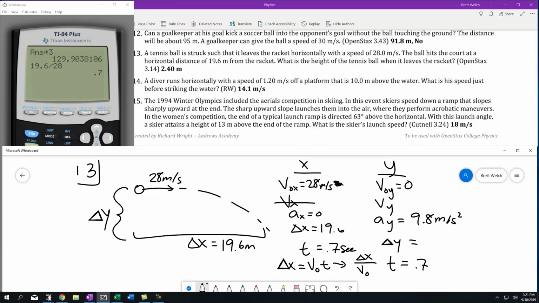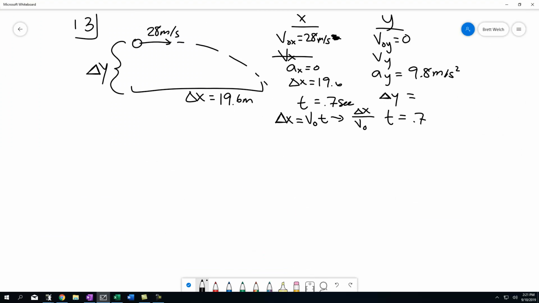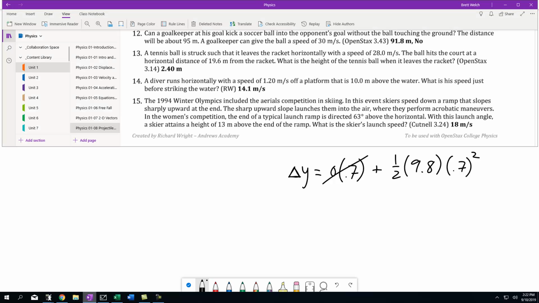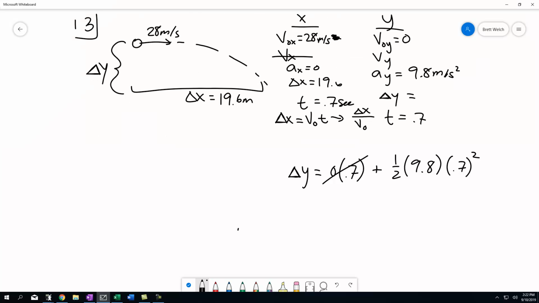So if I'm going to use this information, I can go into my second kinematic. We use this one a lot. Delta y equals v naught, which is 0, times t, which is 0.7. We know that that's all 0, plus 1/2 of our 9.8 times our t, 0.7, squared. We should be able to calculate that, just throwing that in the calculator, and come out with the height of the ball being 2.4 meters. So 2.40 meters would be the height change or drop of the ball while it's hit. Okay, last one I want to look at with you is number 15.